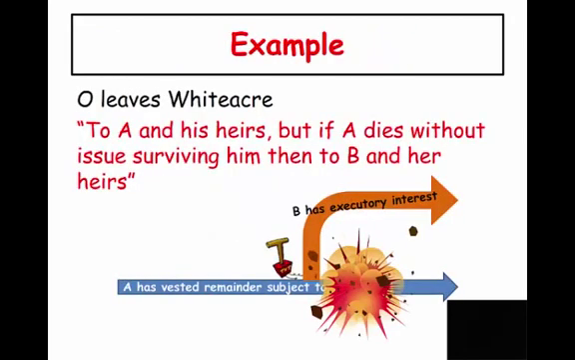So here's an example. O leaves Whiteacre to A and his heirs, but if A dies without issue surviving him, then to B and her heirs. A has a vested remainder to A and his heirs. And then there's a comma and a but. That's a big signal that what's coming next is an executory interest. But if A dies without issue surviving him, then to B and her heirs. So B has an executory interest. You could write this same grant as alternative contingent remainders, but you would write it differently.